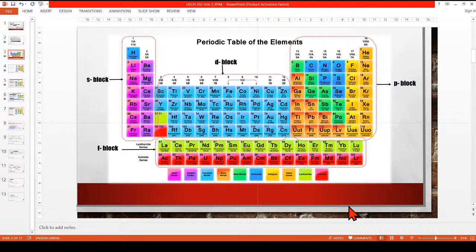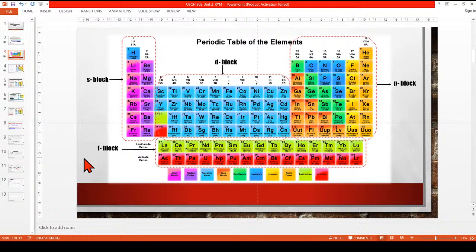So from hydrogen up to the last element, all elements are arranged in increasing atomic numbers, and in which orbital the outermost electron enters, that element is placed in that block. In the general skeleton of the periodic table, you can see there are 4 blocks: S block, P block, D block and F block.